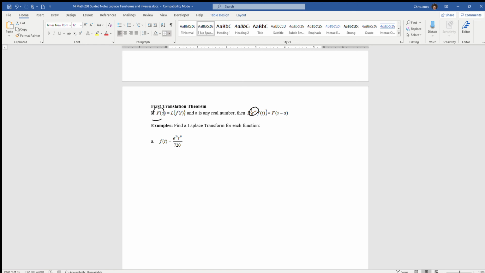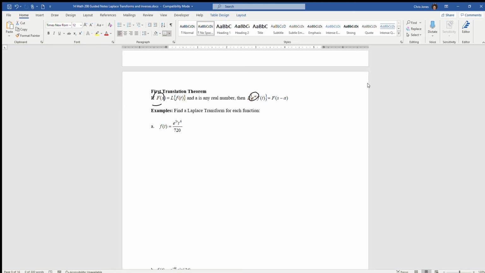It's actually really easy to do this. So let's take a look at a couple examples of this. We have the Laplace transform of e to the 5t, t to the 6th over 720. So we can write this as the Laplace of e to the 5t, t to the 6th over 720. In fact, we could pull the 1 over 720 out if we wanted to. Now, we can use the translation theorem.